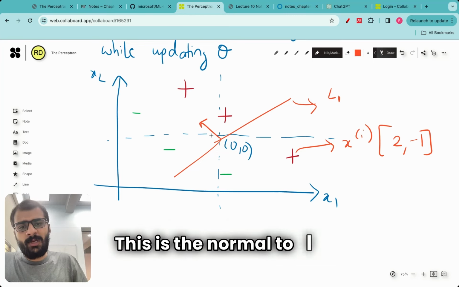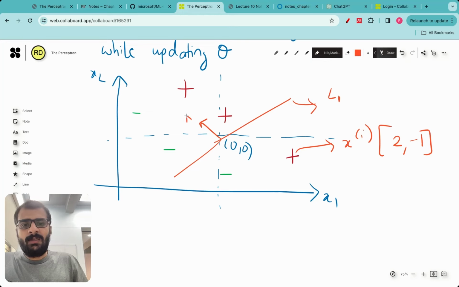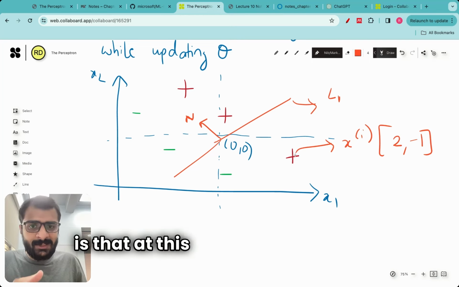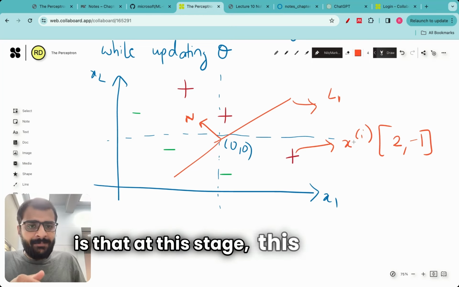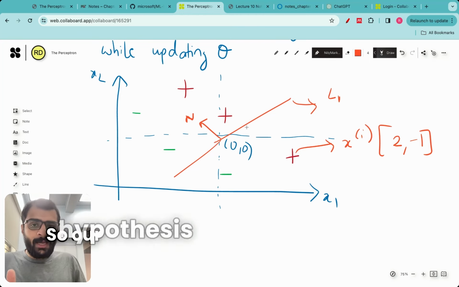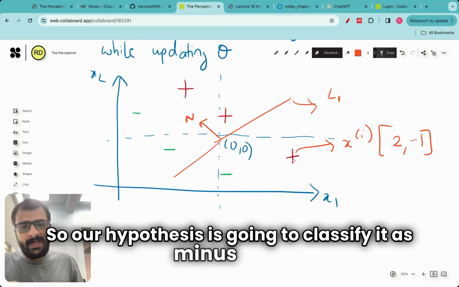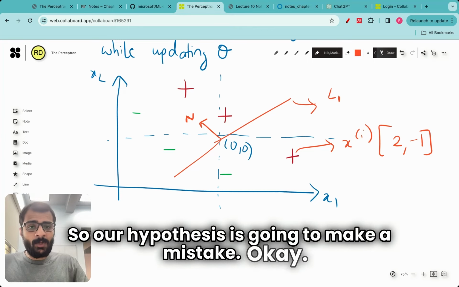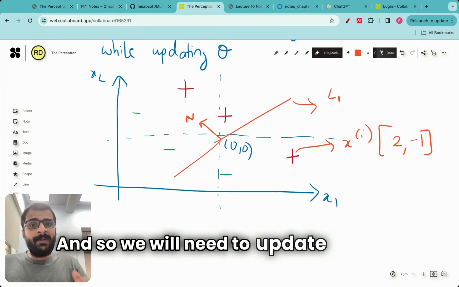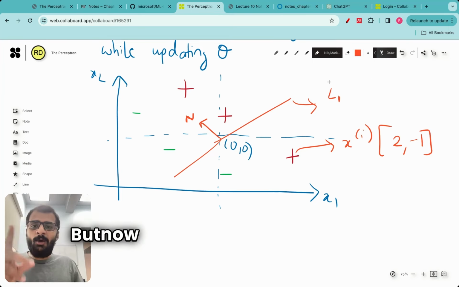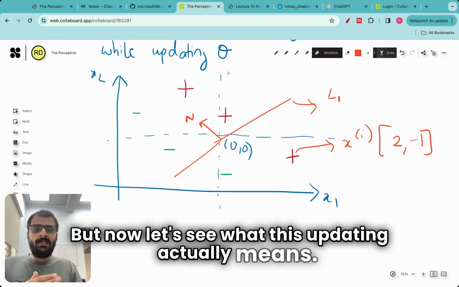This is the normal to L1. This is the normal n. So one thing which we already see right now is that at this stage, this point xi lies on the other side of the normal. So our hypothesis is going to classify it as minus 1. So our hypothesis is going to make a mistake. Okay. And so we will need to update the theta, or we will need to update the hypothesis, correct? But now let's see what this updating actually means.